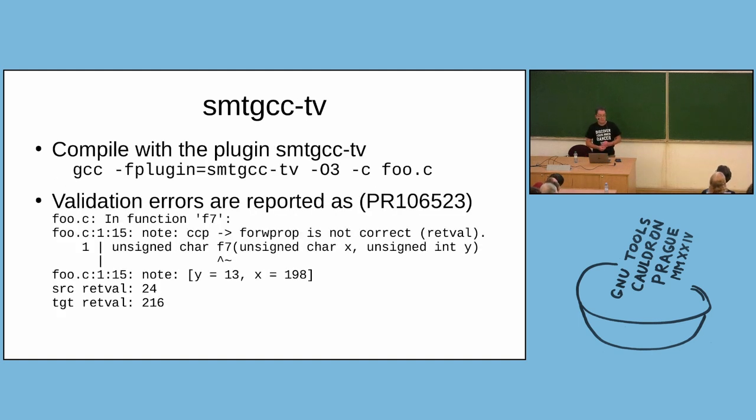So to use the plugin, you just compile as usual, but with the plugin enabled. If it finds a problem, you will get an error similar to this, that in this case, GCC has miscompiled the function F7. Here it says that forward prop has changed the result of the function when you call it with the parameters y is 13 and x is 198. It previously returned 24, and now it returns 216.